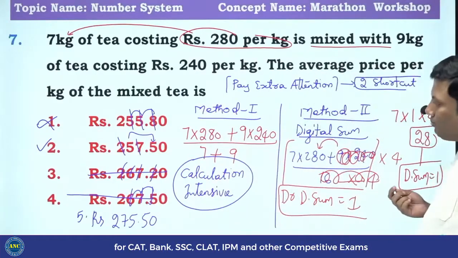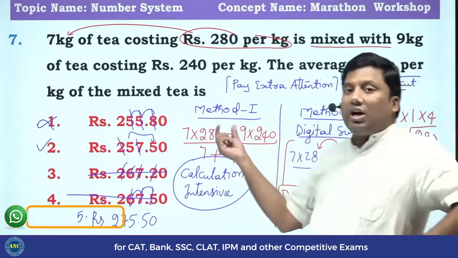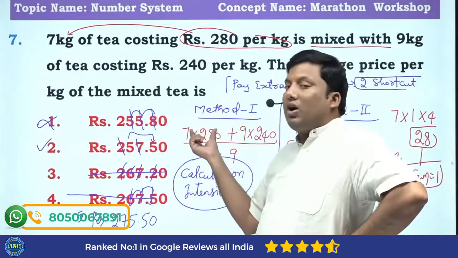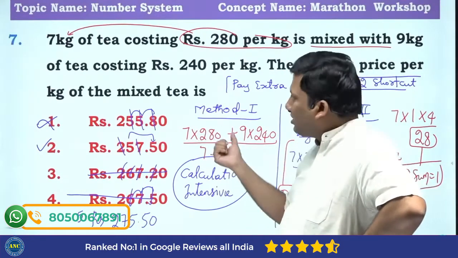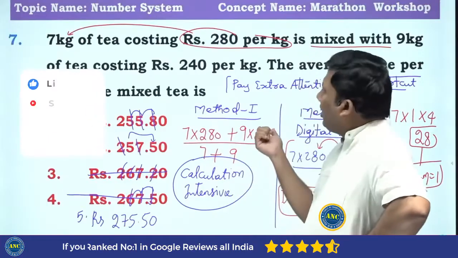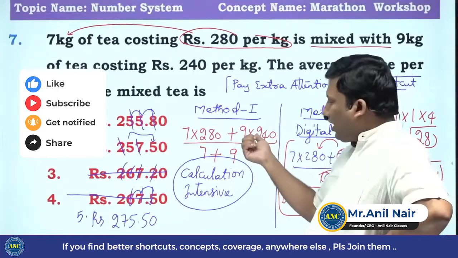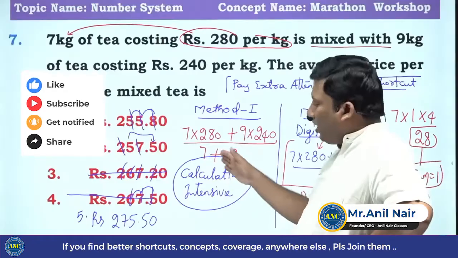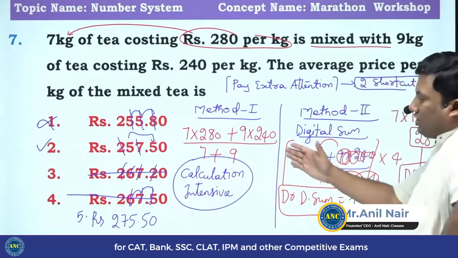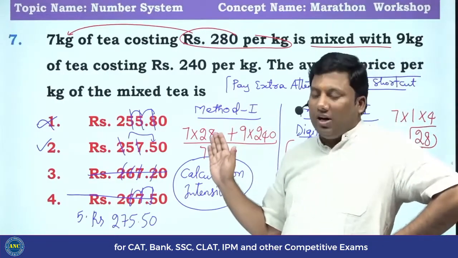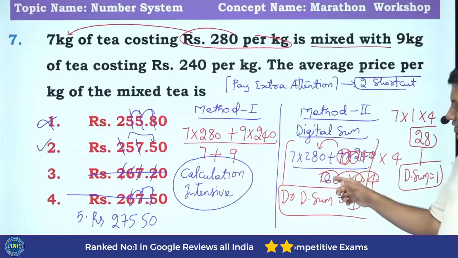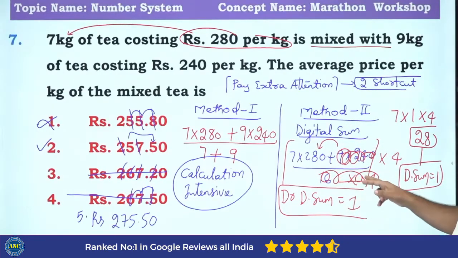Some important observations. There are 2 quantities of tea. One quantity is costing 280 rupees, so 7 kgs I bought. Another quantity 240, 9 kgs. I mixed both the quantities, 7 plus 9, 16. You don't go by these calculations and waste your time. 7 plus 9, 16. 16 digital sum is 7.